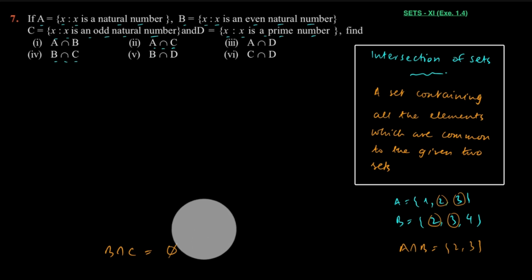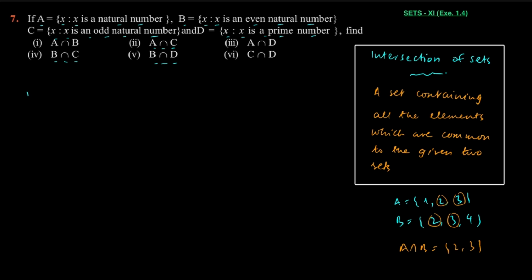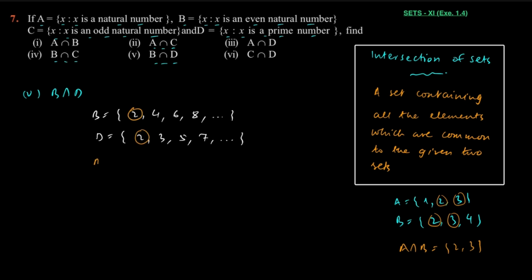Part number next. What is B intersection D? So set B is having elements, as we know, all even natural numbers, that is 2, 4, 6, 8, and so on. And set D contains all prime numbers, that is 2, 3, 5, 7, and so on. Here one can observe that we have only one common element, that is 2. So B intersection D will be having only one element, that is 2. So this set cannot be represented in set builder form, as set builder form is usually used in case of sets which are infinite.